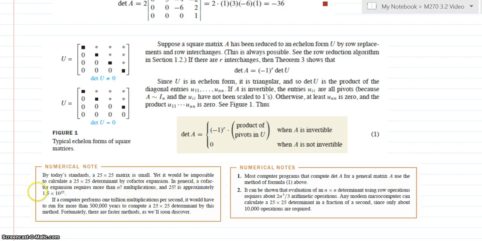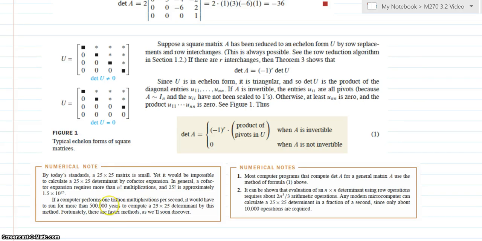So in general, a cofactor expansion requires more than n factorial multiplications. 25 factorial is a huge number. If a computer performs 1 trillion multiplications per second, it would have to run for more than 500,000 years to compute it. So fortunately, there are better methods that we will soon discover.